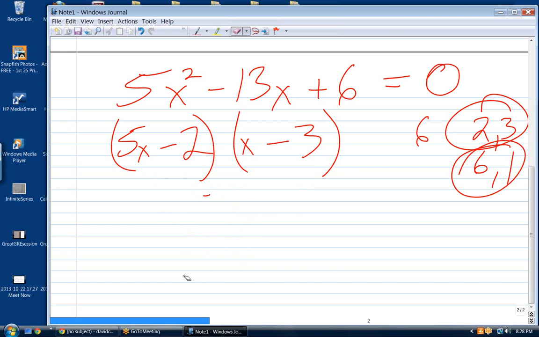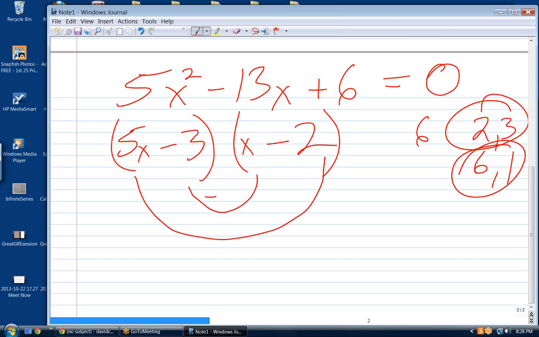So let's switch them around. Let's try 3 there and 2 there. Does that work? Negative 3x and negative 10x. Yeah, then you get negative 13x, and that's your middle term. That's the answer.